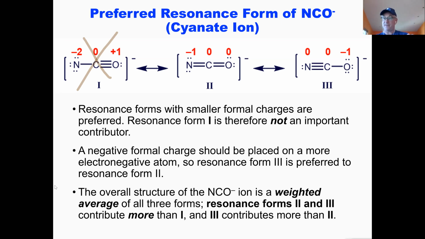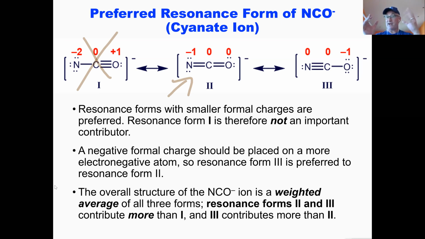Then we look at the other 2. So in this one, fewer formal charges, that's good, but the negative charge is on the nitrogen rather than the oxygen. And because oxygen's more electronegative, it's more likely that it's going to pull. And remember, as I've been blathering about all morning, all these bonds are just a distribution of electrons.